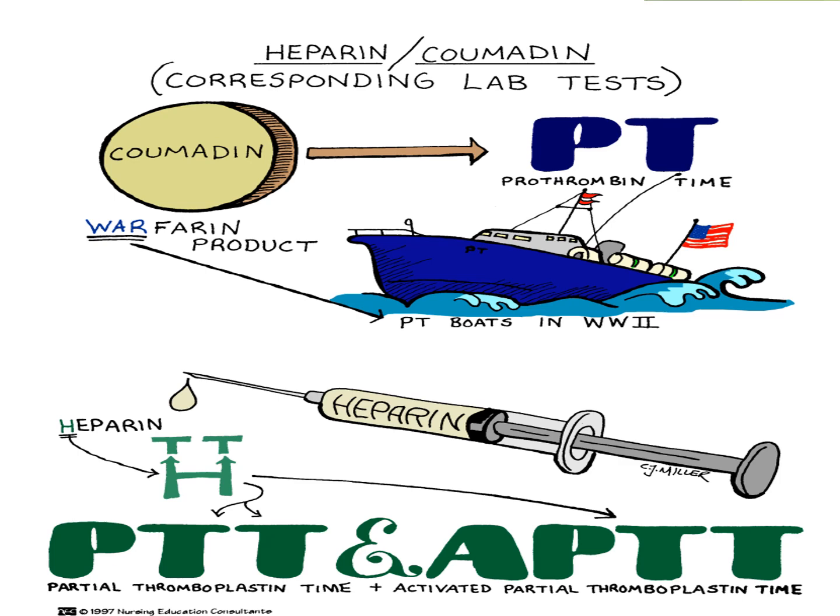Heparin, Coumadin, remember corresponding lab test. Coumadin, warfarin, right? PT-INR. And then remember heparin, right? Heparin, PTT, right? And you can see people remember the H, like two arrows going up to help them remember the PTT and aPTT, right? Partial thromboplastin time and activated partial thromboplastin time. Warfarin, PT boats in World War II. So again, therapeutic levels 2 to 3.